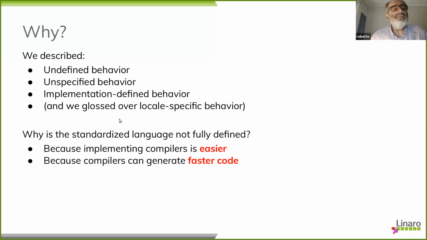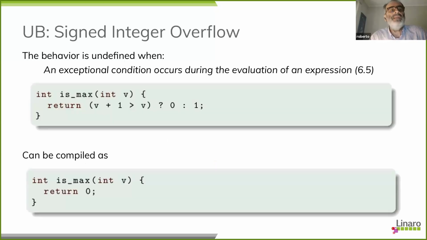But for the other classes of non-completely defined behaviors, the one we have seen, the reason is that implementing compilers is easier this way, and also, especially, it's easier to write compilers that can generate fast code, and this is the main driver. So let me show you some examples on how undefined behavior is exploited by the compiler.